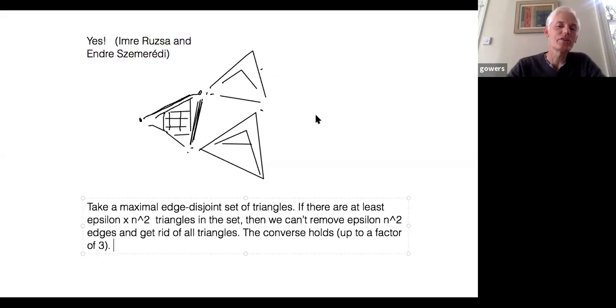So again, I didn't really give the full details there, but I'm hoping that you'll believe me that this triangle removal lemma is equivalent to a statement that says if you've got enough triangles in a linear hypergraph, then it forces you to have lots of triforces.